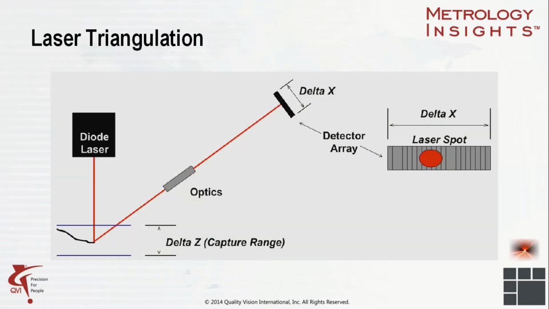Lasers are another important sensor in the multi-sensor arsenal. Lasers are high-speed and non-contact devices, great for scanning surfaces, and very accurate for making height or depth measurements.